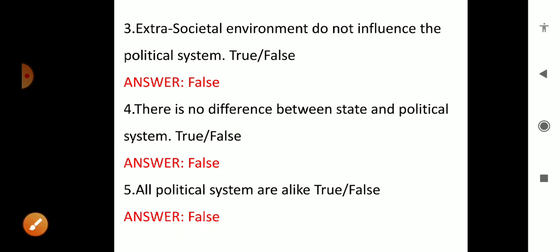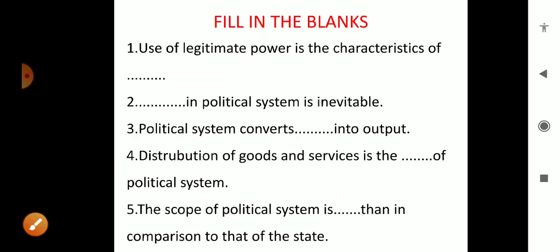And now we will move to the next question. I have made some fill in the blanks for you, and we will analyze it and then we will answer it. Hopefully you got those true and false rightly. So let us see. The use of legitimate power is the characteristics of. This is the first fill in the blank question.